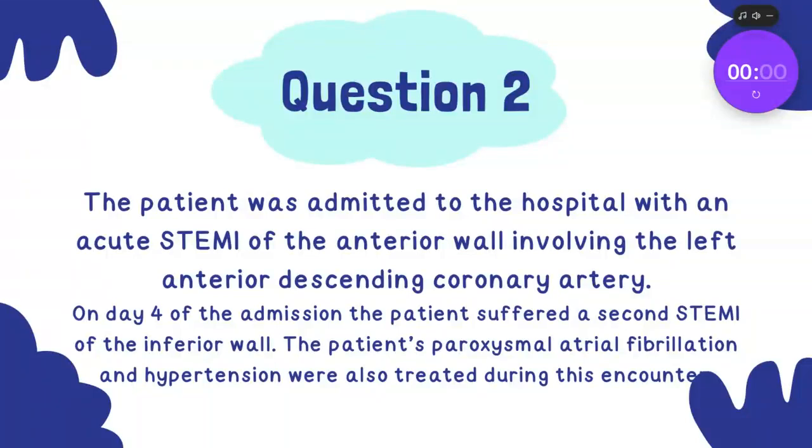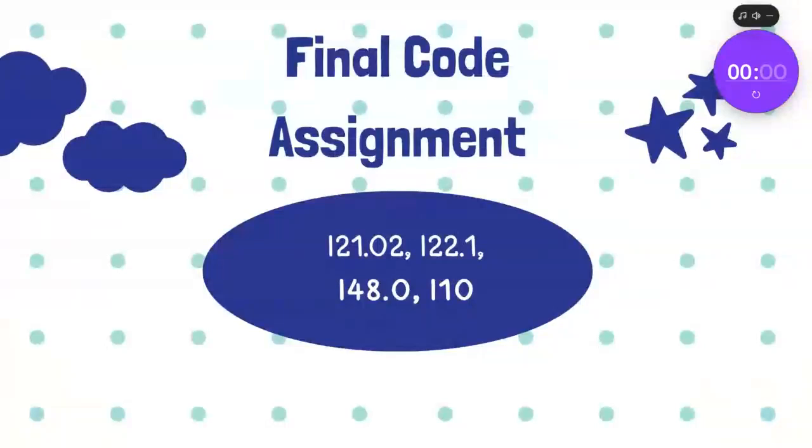All right. So for this case, you need a code for the initial MI, a code for the subsequent MI, a code for I48 paroxysmal atrial fibrillation, and then a code for hypertension. Any issues with this one? All right, we will keep going.